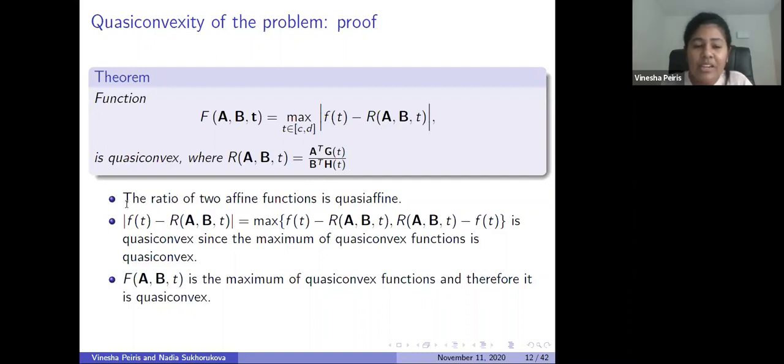Then if we rewrite this absolute value function as the maximum between f of t minus r of a, b, t and r of a, b, t minus f of t, then we are basically taking the maximum between two quasi-convex functions, which is quasi-convex. And then ultimately we are taking the maximum of a family of quasi-convex functions, which is quasi-convex. So f of a, b, the objective function, defines a quasi-convex function.